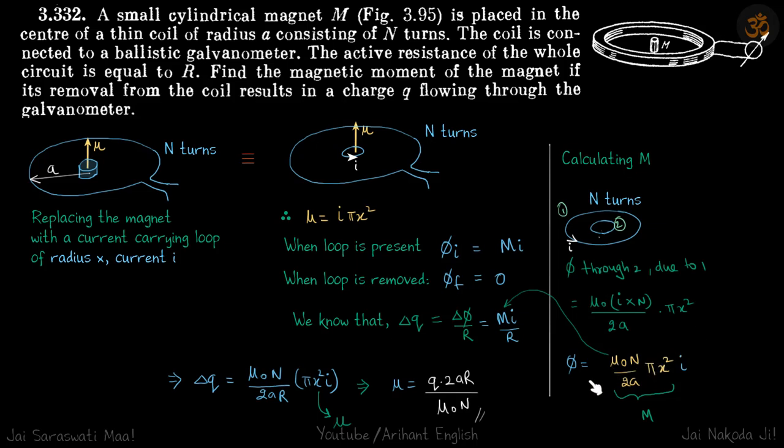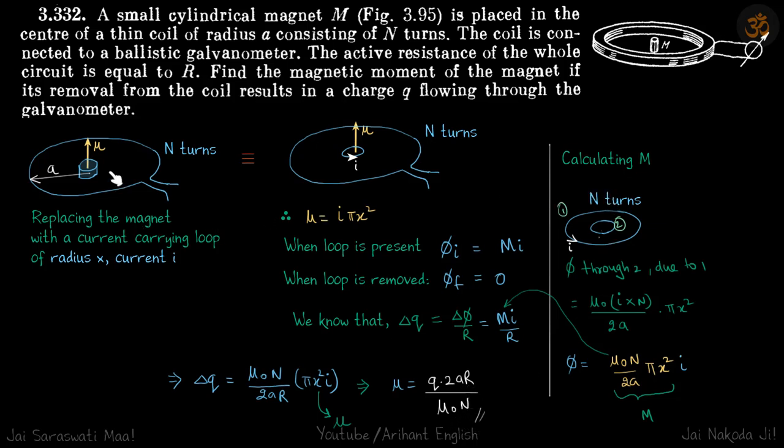This gives phi, we can write in this form, constant multiplied by current. So this constant is the mutual inductance between the two coils. So here also the mutual inductance is same. So let's put the value of M here and we will get delta Q in this form. Now here I into pi x square is mu. So I can replace this with mu and get the answer: mu equals Q into 2aR by mu naught n.